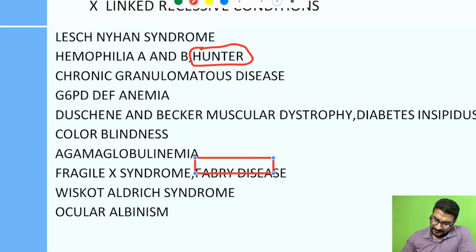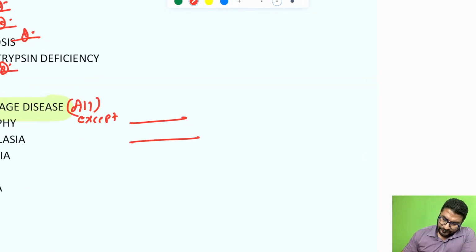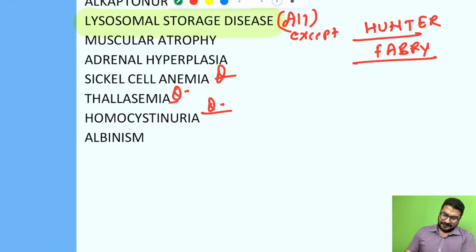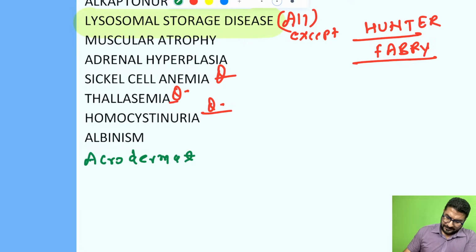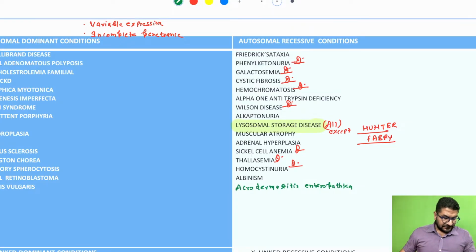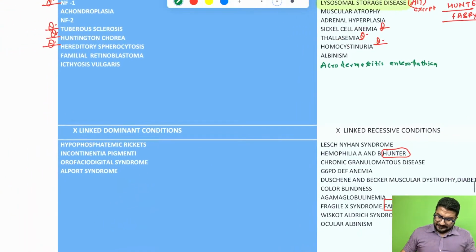So except Hunter and Fabry, all the rest are autosomal recessive. Then you can notice sickle cell anemia came, thalassemia came, homocystinuria came. One more they ask, like acrodermatitis enteropathica. This is also autosomal recessive, right? Now coming to X-linked dominant conditions.